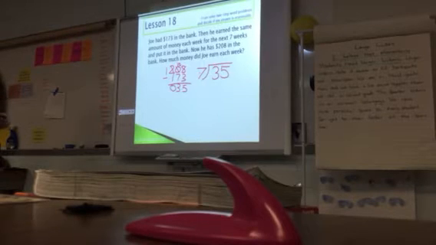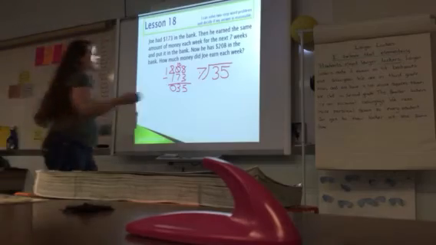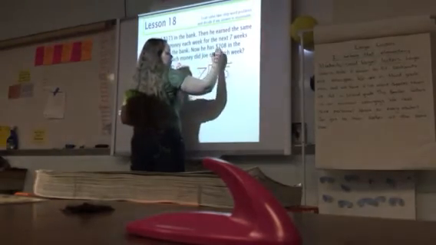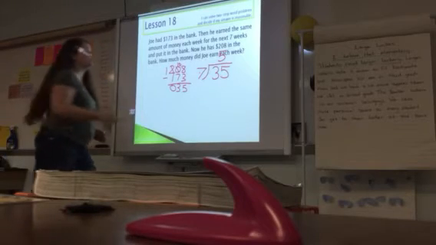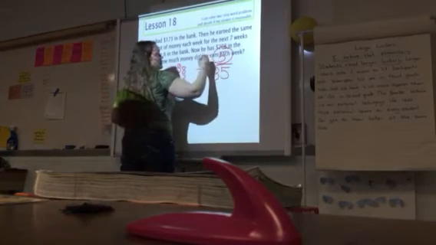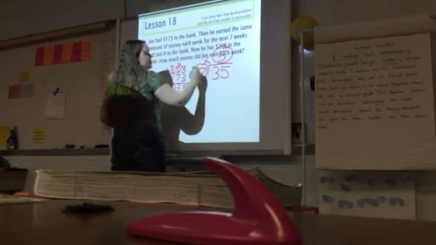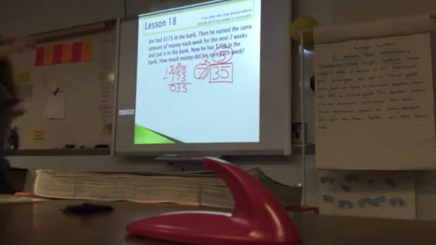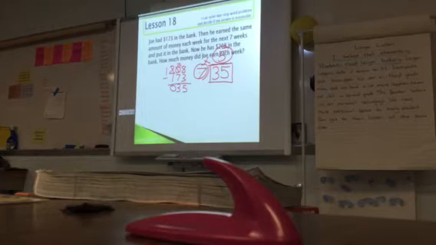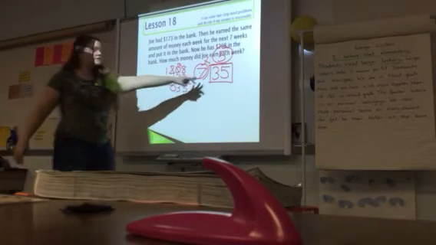7 times what number equals 35? Mara? 5. So when I put the 5 up here, drawing over it. Now the quick way to check with this division is this number times this number should equal this number. I like it too, and it's going to come in handy in 4th grade as you move into long division.